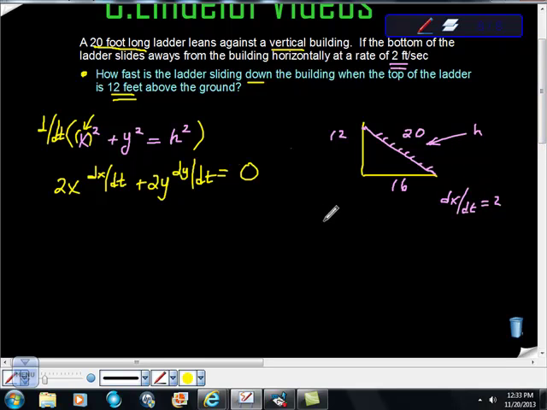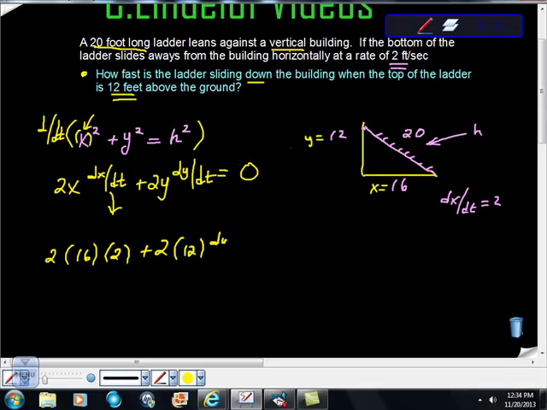Having said all that, we know some stuff here. So let's fill in the stuff that we know. This is x, so x is equal to this. This is y, so y is equal to this. This is h, but we don't need it, so this is what I'm going to say. I'm going to say that 2 times x is 16. I also know that dx/dt was given to us as 2, plus 2 times y, the y value is 12.